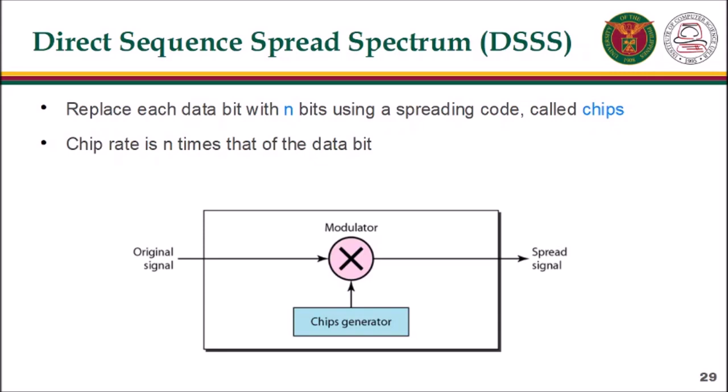Another spreading technique is the direct sequence spread spectrum. The technique replaces each data bit with n bits using a spreading code called chips. The chip rate is n times that of the data bit.